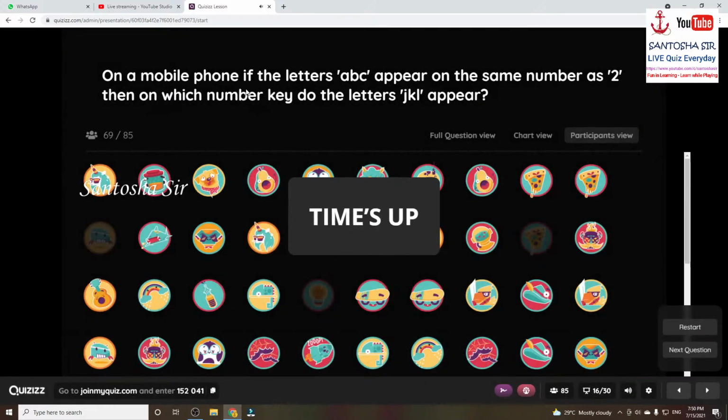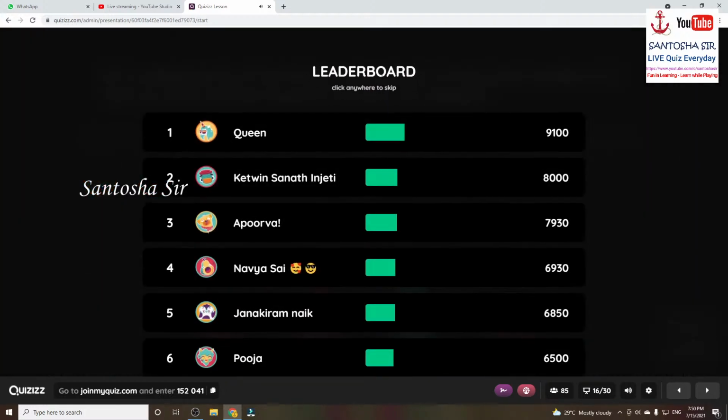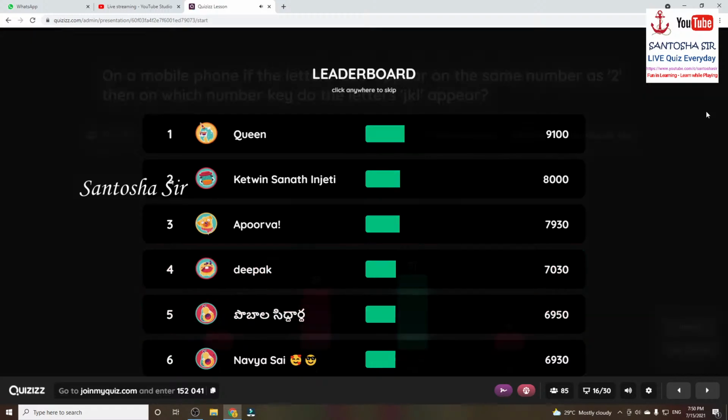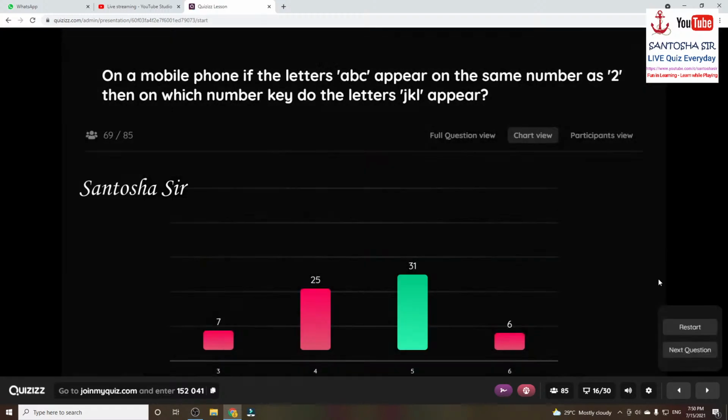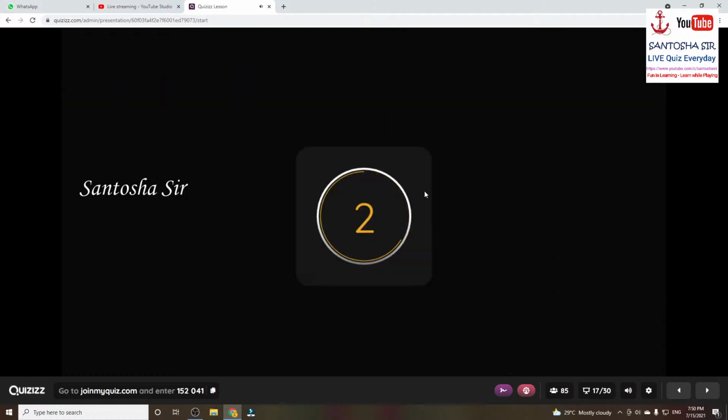Time is up. 69 members made their choice within the time out of 85 participants. 4th and 5th positions replaced by Deepak and Siddhartha. 31 members answered it correctly. 5 is the correct answer.